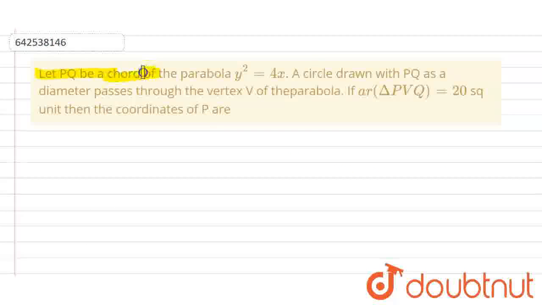Hello everyone, our question is: let PQ be a chord of the parabola y square is equals to 4x. A circle drawn with PQ as a diameter passes through the vertex V of the parabola. If area of the triangle PVQ is equal to 20 square unit, then the coordinates of P is what we have to find. First we'll draw the figure.